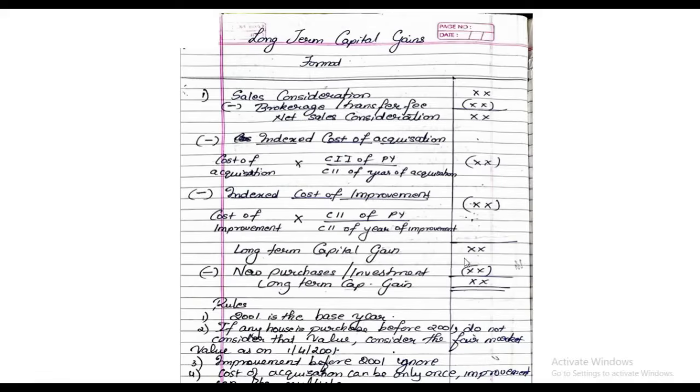And after that, if there is any new purchase or new investment made, we will subtract that also, and the final answer we get will be termed long-term capital gains. Very simple sum, just 4 to 5 steps and the entire sum gets done.